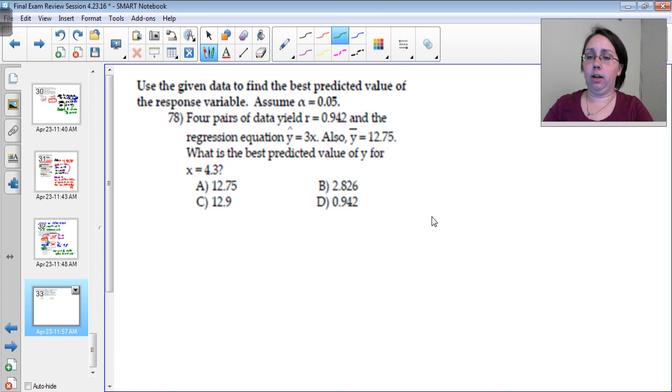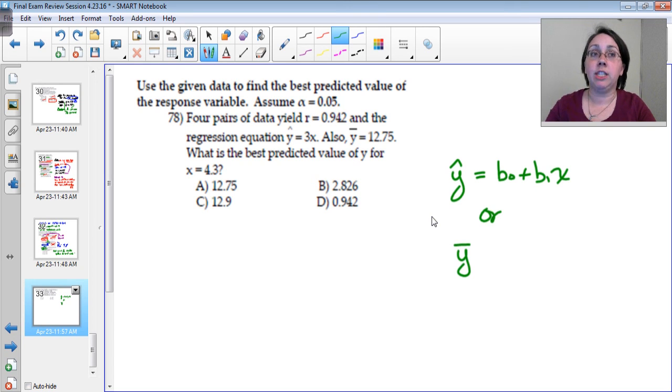Alright, so we're trying to predict. Now, in chapter 10, we learned that you can predict using the regression equation, which is this guy, or if the regression equation doesn't apply, your best prediction is y bar, which is the average of the y's.